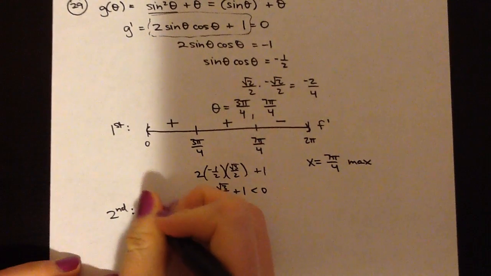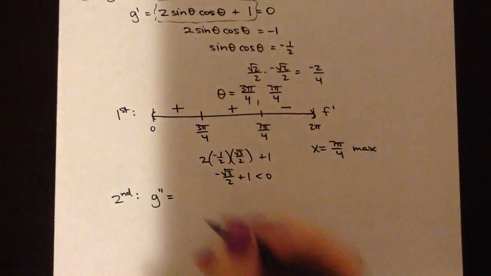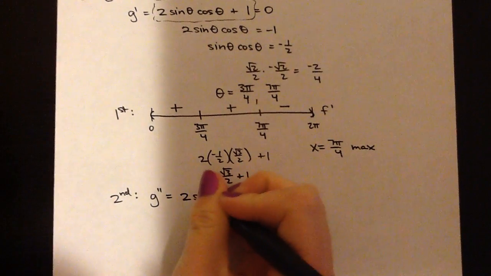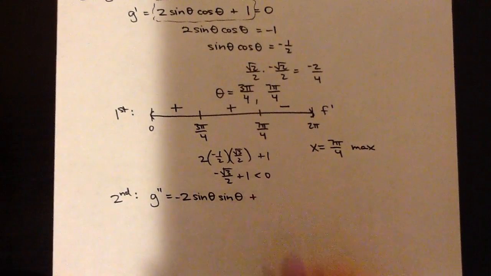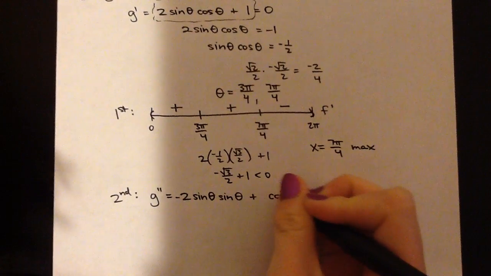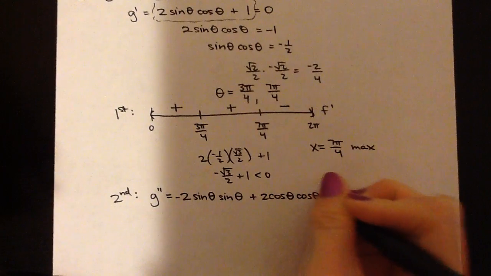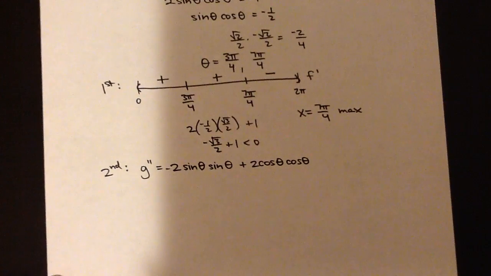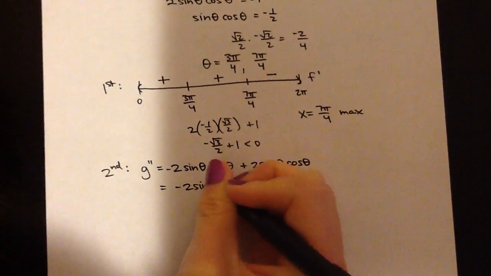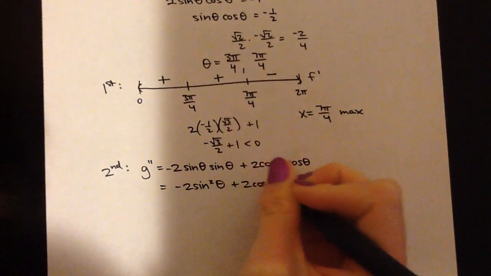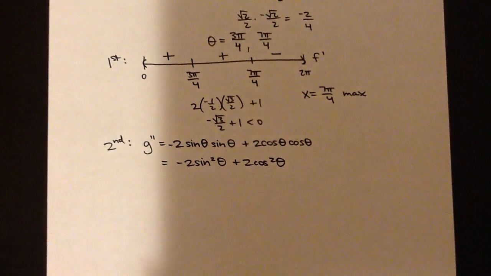We take the second derivative. G double prime is equal to, and then I would have a product rule here. So 2 times sine, and then times the derivative of cosine, which is negative sine, plus cosine times the derivative of 2 sine, which is 2 cosine, and then plus 1, the derivative of 1 is 0. So this is negative 2 sine squared plus 2 cosine squared. So what I do is I plug in my 2 critical points to see if my second derivative comes out positive or negative.